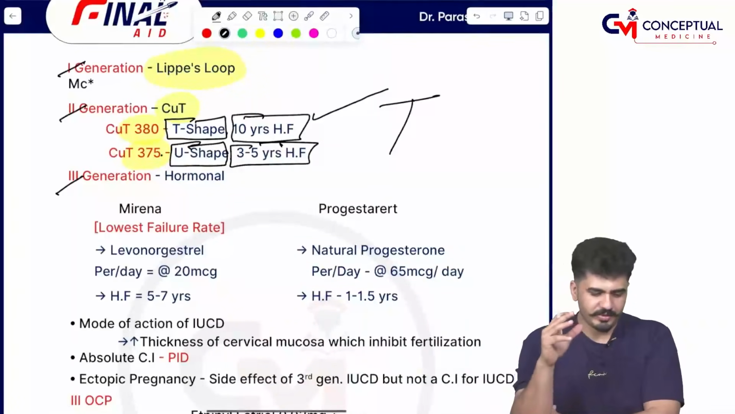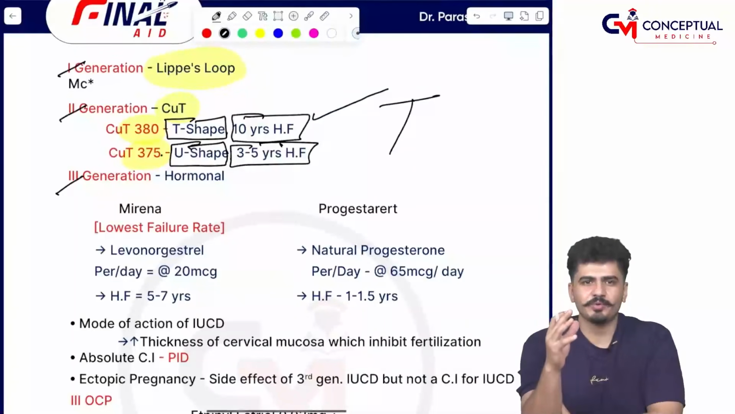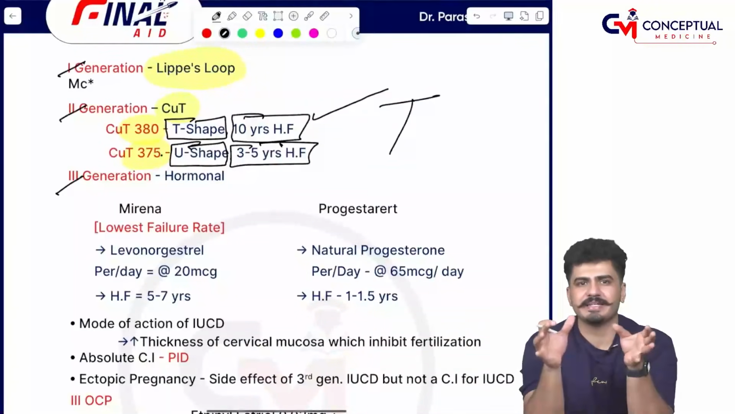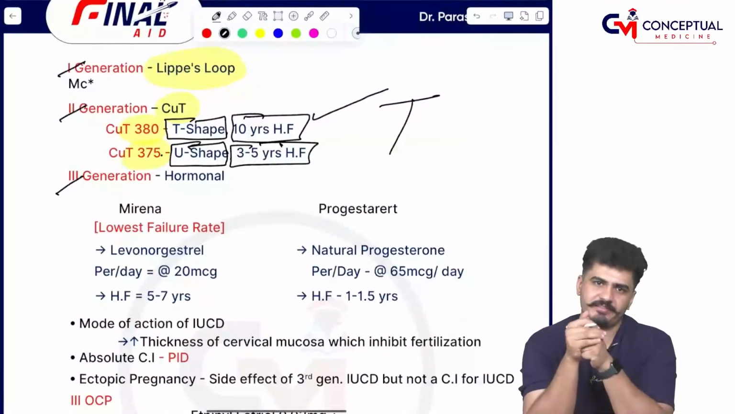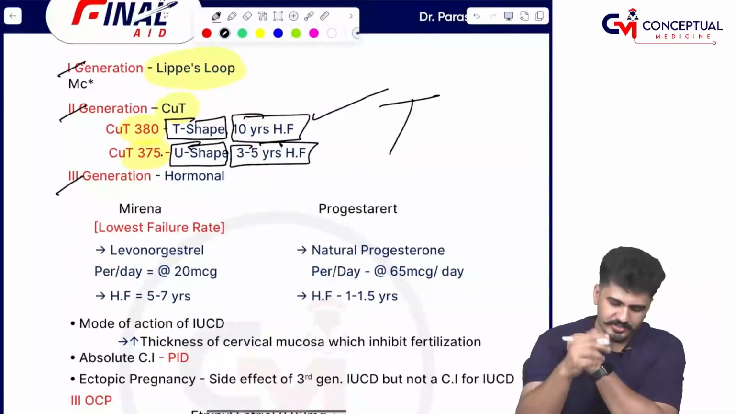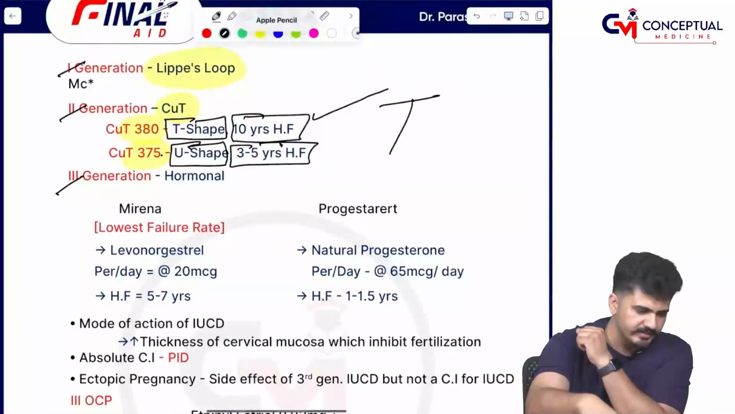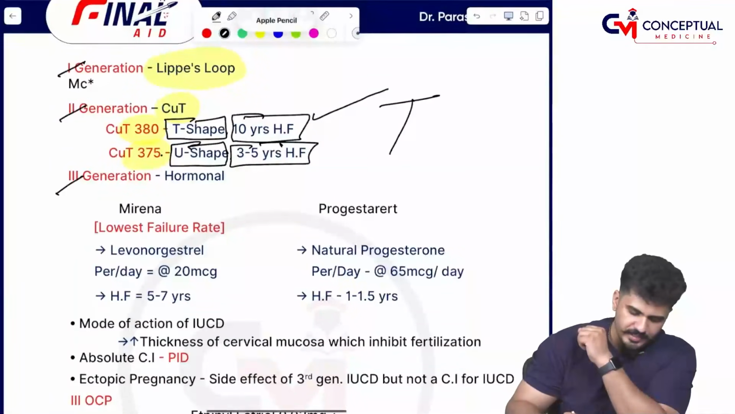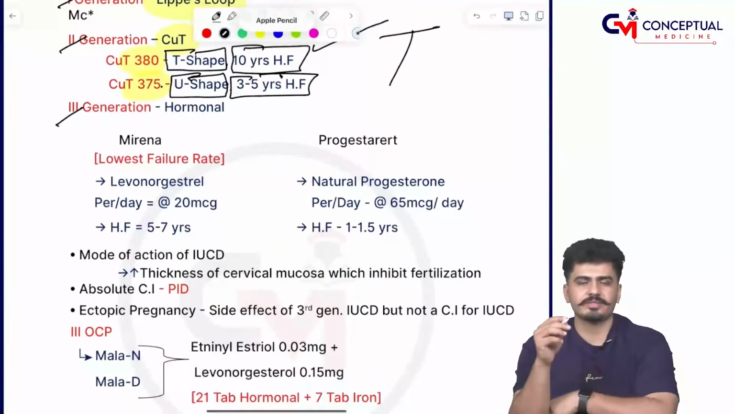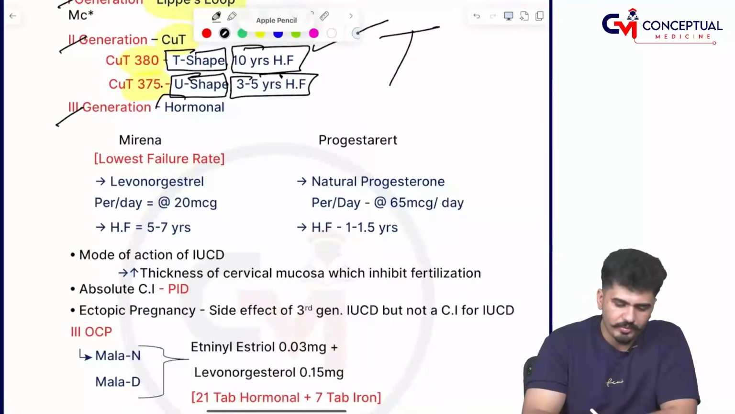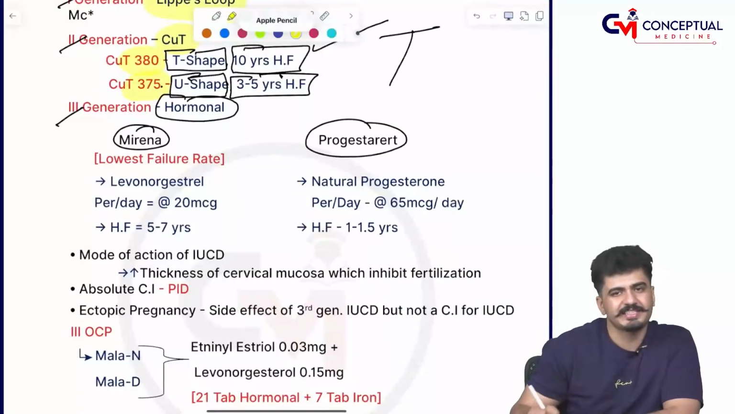Let's start with what we have left. Earlier we were talking about the copper T, which is T shape, U shape, 380 and 375. Which is better, sir? 380 is better than 375. Why is it better? Because of the half-life, which is 10 years in the 380, sir. Done. Now, the generational IUCDs: we have the hormonal ones. Two, we have Mirena and progesterone. Equally important for the exam.